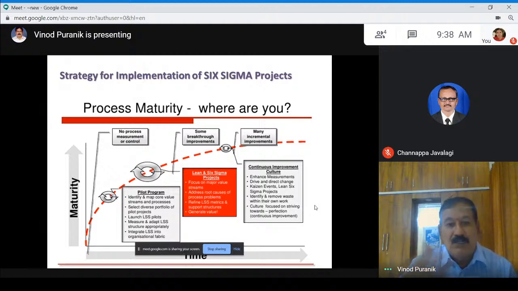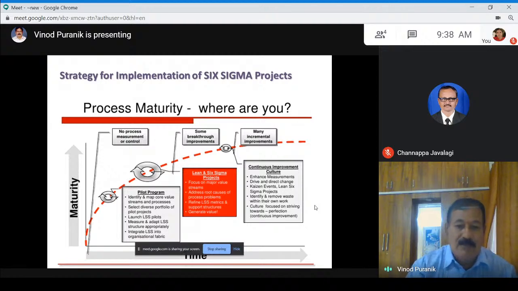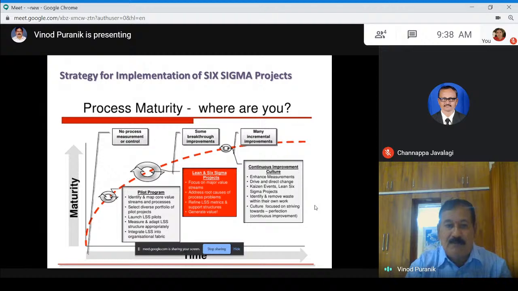Initially there is no process measurement or control. So we go for pilot programs. We say, okay, we'll try it, and we are applying a lot of pilot projects. We try to get it, we measure and all the things. We are applying Lean Six Sigma. So we will start with respect to time, and after some time we'll get some breakthrough performance, some improvements we are able to achieve. This is the way we get the process maturity, and it is very important while doing the Six Sigma project.